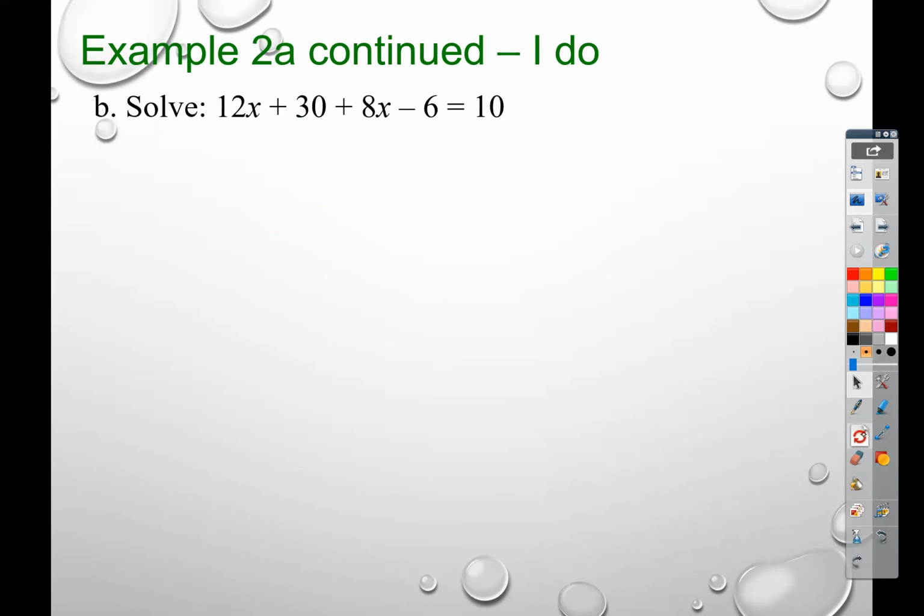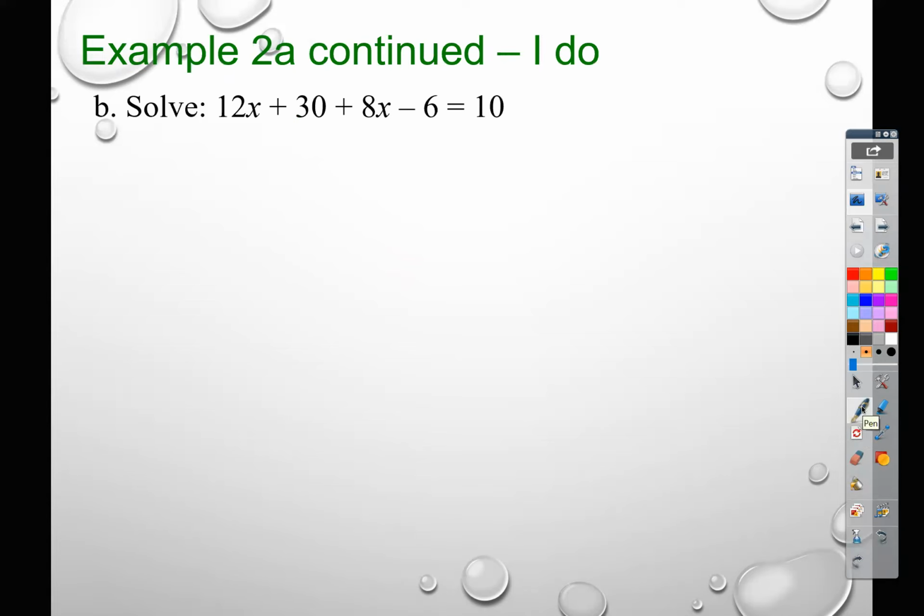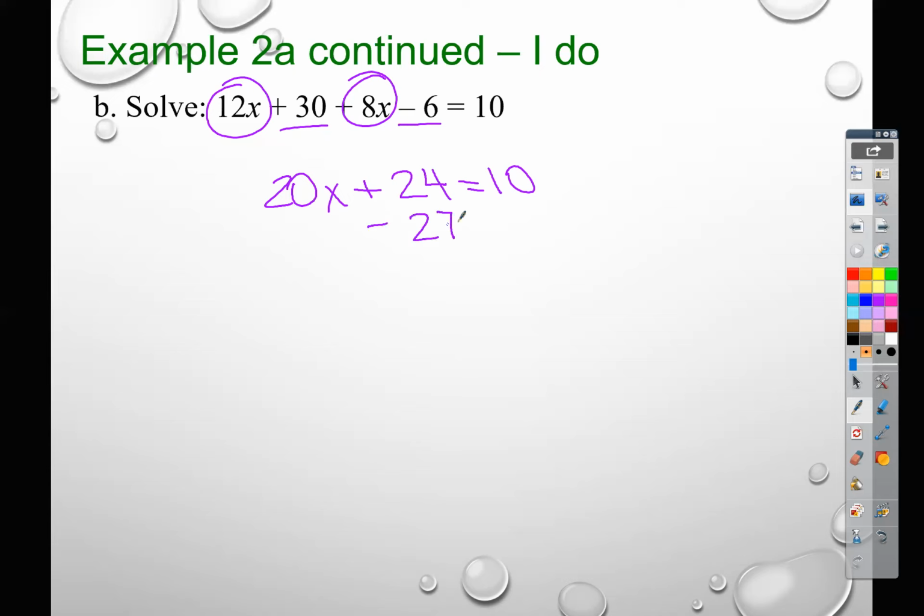Okay, 12x plus 30 plus 8x minus 6 equals 10. Now I want you to combine the terms that you can on one side of the equation before you move to the other side. So I'm going to say 12x plus 8x is 20x, and then 30 minus 6 is a positive 24, and that equals 10. So I'm going to subtract 24 from both sides. I would get 20x equals negative 14.